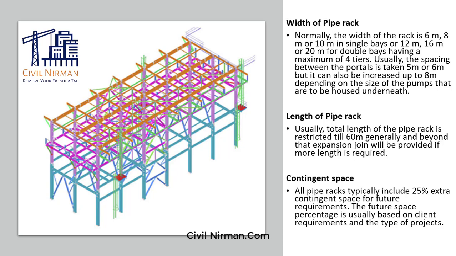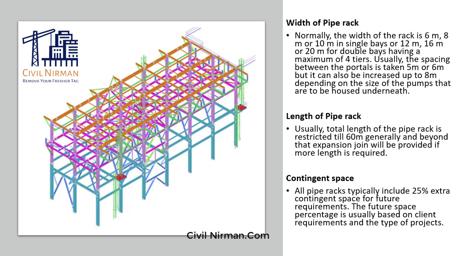Now let's move on to the height of a structure. There is no such restriction on what the height of any particular pipe rack should be. But generally, with my experience, I have seen that for a main pipe rack, the height varies from 25 meter to 30 meter. It's not always restricted that the height will be that much. For interconnecting racks or smaller racks, the height can be restricted to 15 or 20 meter as well.